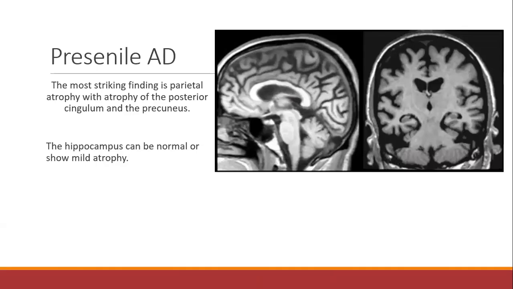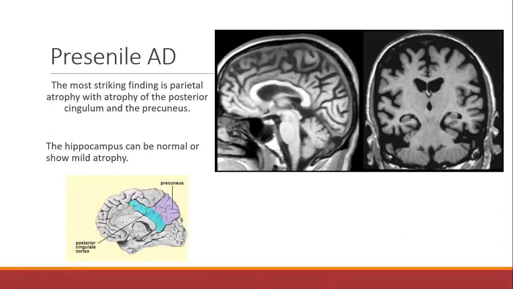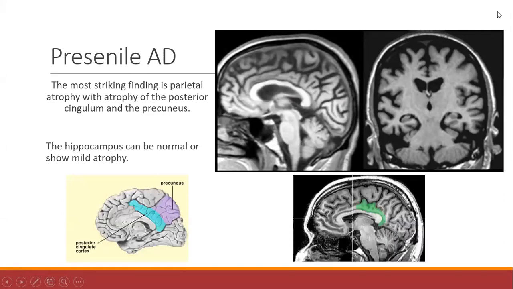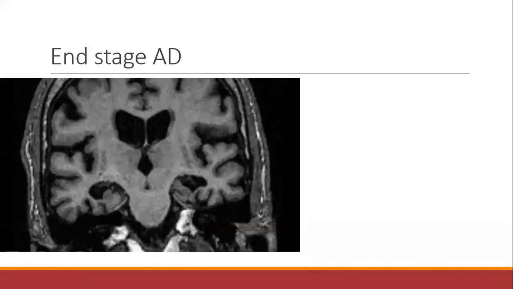We already discussed that in a patient with pre-senile Alzheimer's dementia, the most striking finding is parietal atrophy with atrophy of the posterior cingulum and the precuneus. The hippocampus may even be normal in very early cases. So this is a diagrammatic representation showing the posterior cingulate cortex and the precuneus. Again, the posterior cingulate cortex is shown.